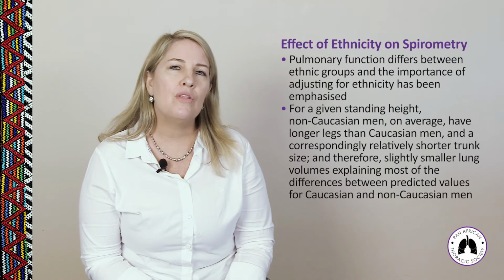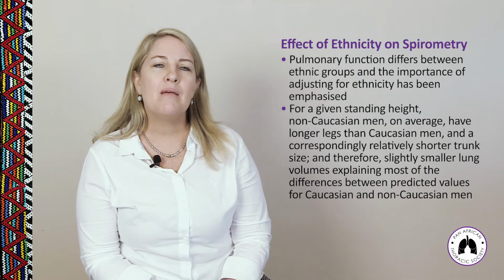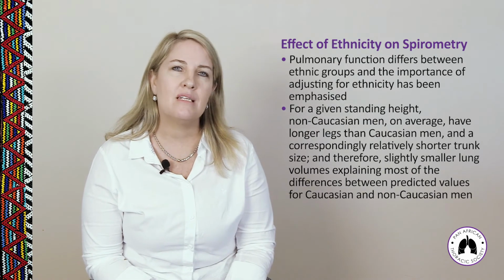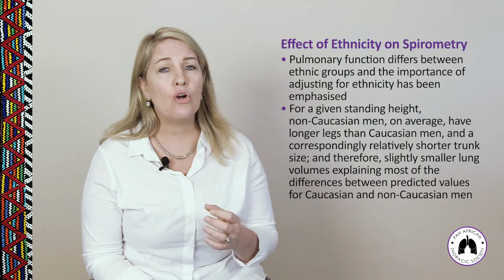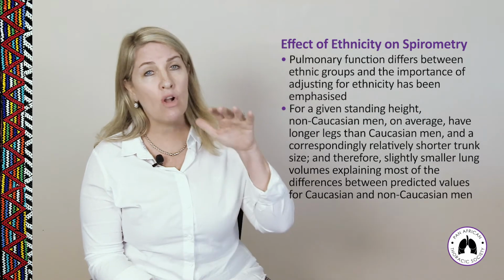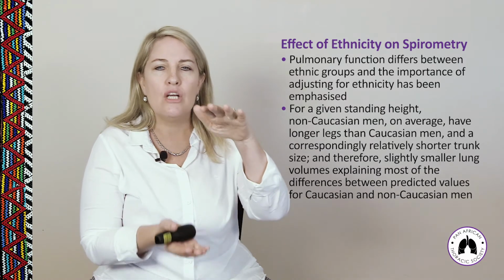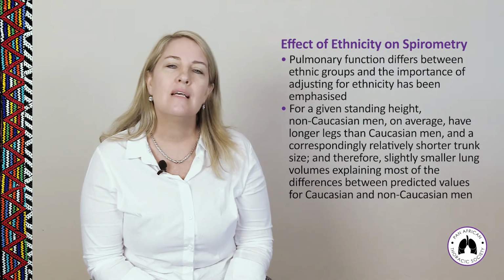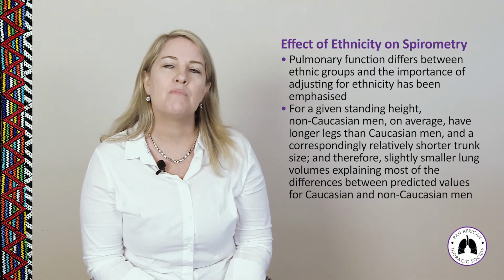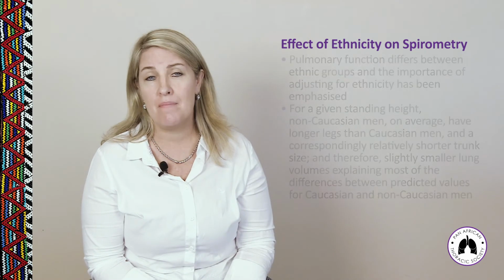So it's well known that pulmonary function differs between ethnic groups, and the importance of adjusting for ethnicity has been emphasized. For a given standing height, non-Caucasian men on average have longer legs than Caucasian men and a correspondingly shorter trunk size and therefore slightly smaller lungs, explaining most of the differences between predicted values for Caucasian and non-Caucasian men.